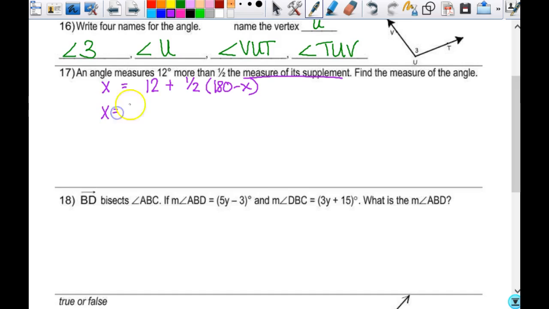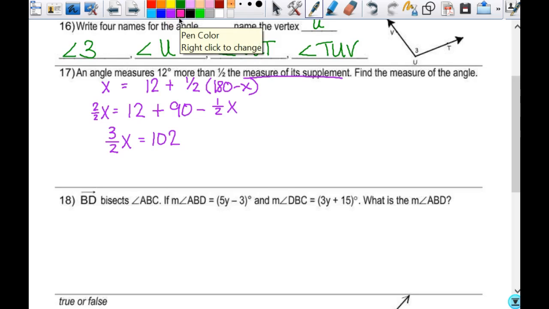So x equals 12 plus 1/2 times 180, which is 90, minus 1/2 x. Right, so when I add this over here, this is like 1, so it's going to become 2 over 2. So when I add this over here, this is going to give me 3/2 x equals, and then 90 and 12 is 102. Then I need to get x by itself, so that means I need to divide by 3/2, which is the same as multiplying by 2/3. So I multiply both sides by 2/3, and these cancel out. That's why we did it.